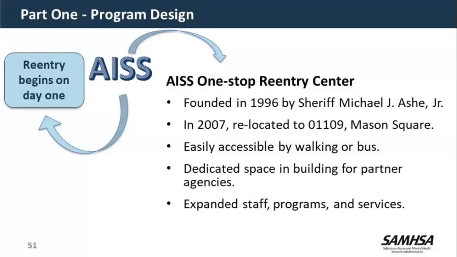So that productive and respectful engagement has got to begin before the person gets released and continue once they move out into the community. In 2007, we moved to a new center. 01109 happens to be our highest arrest zip code. It's called Mason Square. And so folks can get there by walking to get there. They can get there on the bus. We're very accessible. We are in the neighborhood where many of the folks that we serve lived.